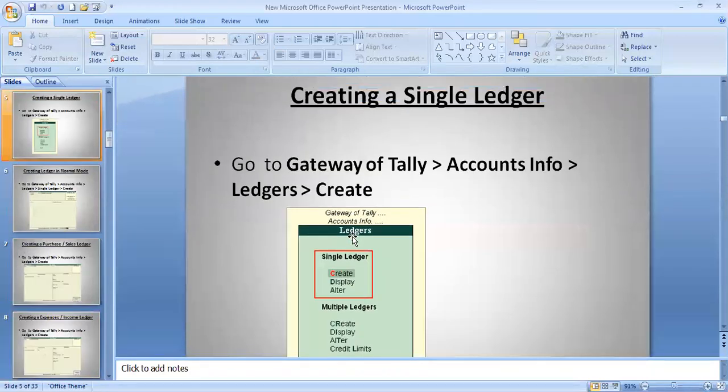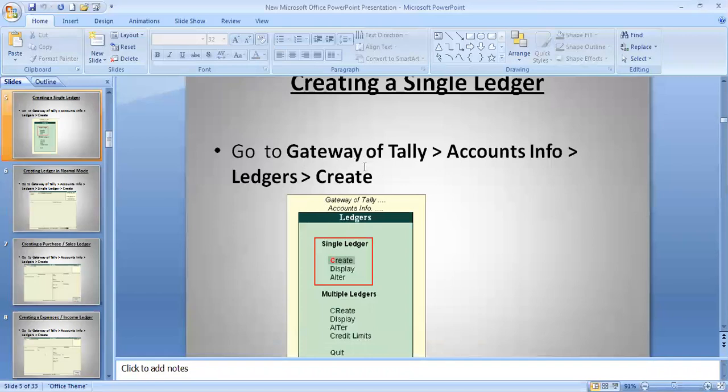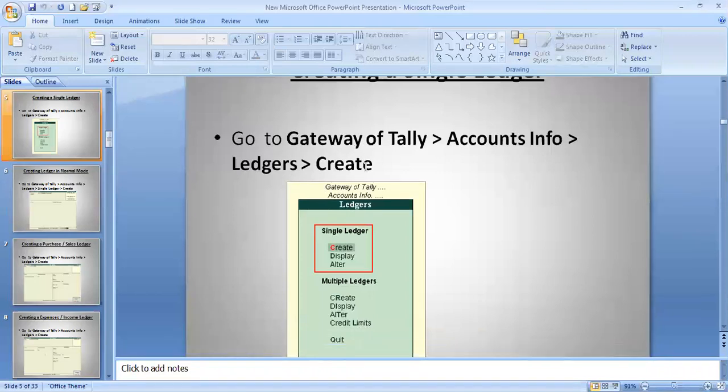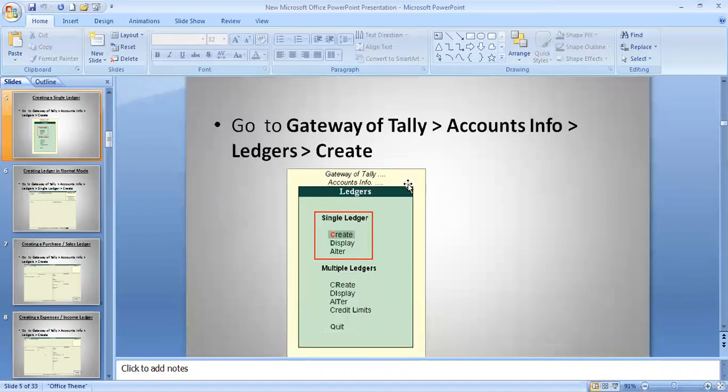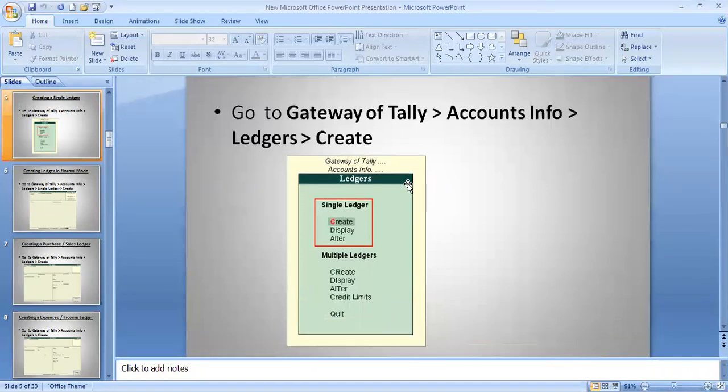So now, how to create a ledger? Obviously, move to the Gateway of Tally, and there is Accounts Information, Ledgers, and Create. Okay. So the next sessions which we will be discussing further are only creating a ledger and moving on with the problems relating to all the voucher entries. Okay.